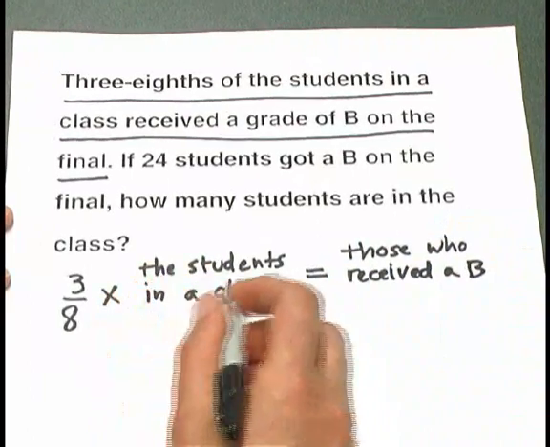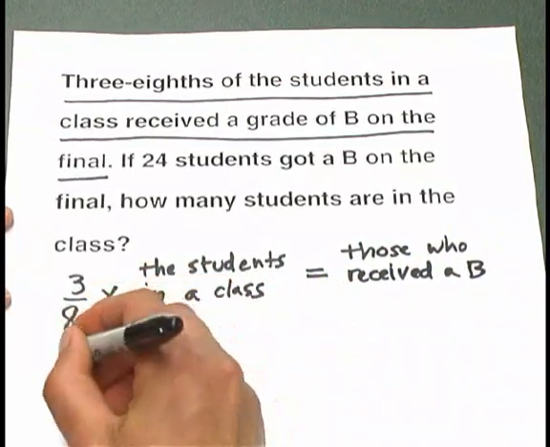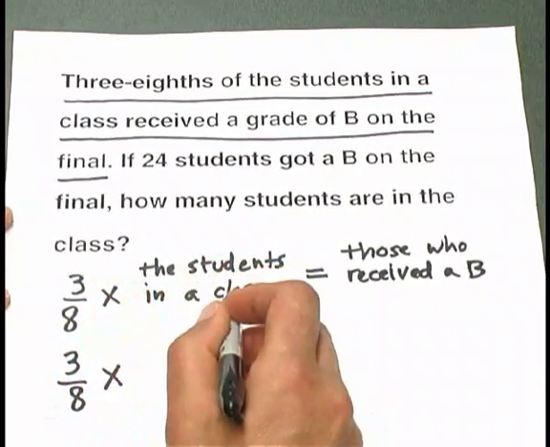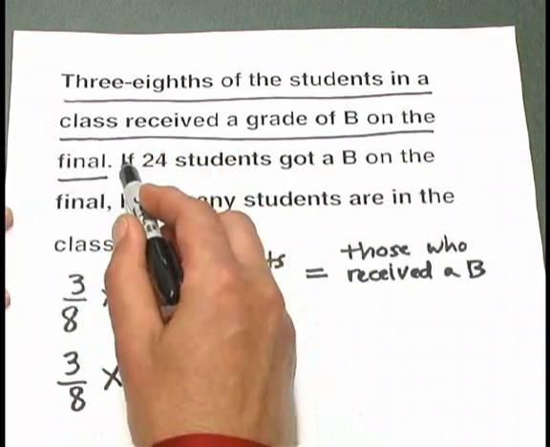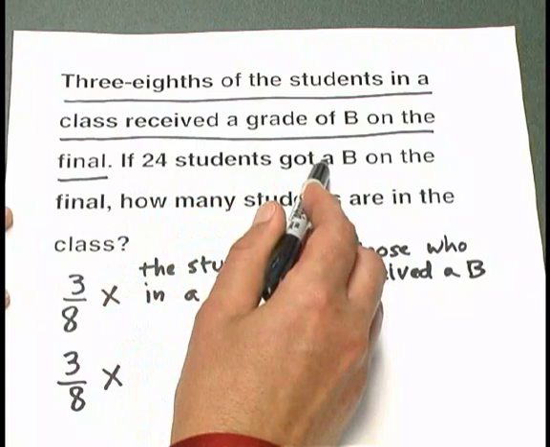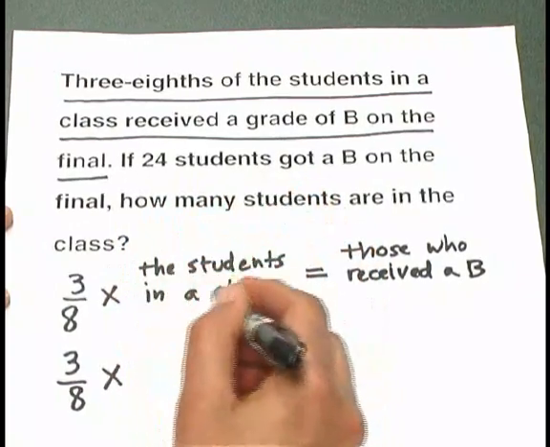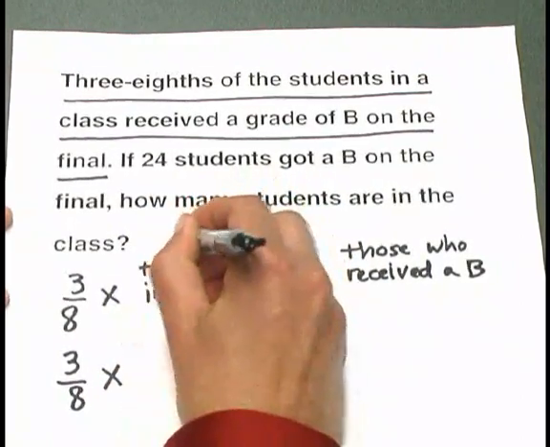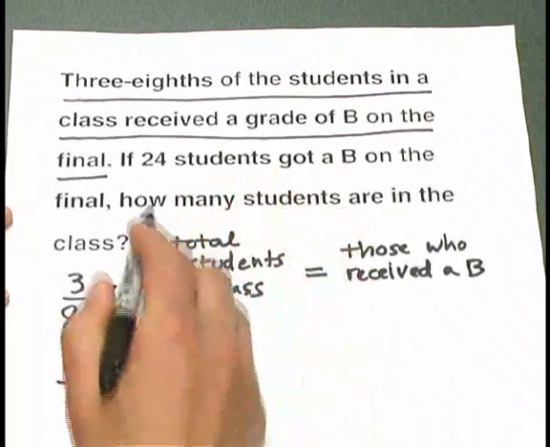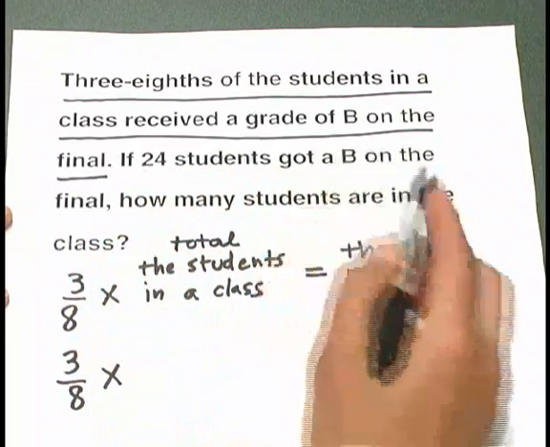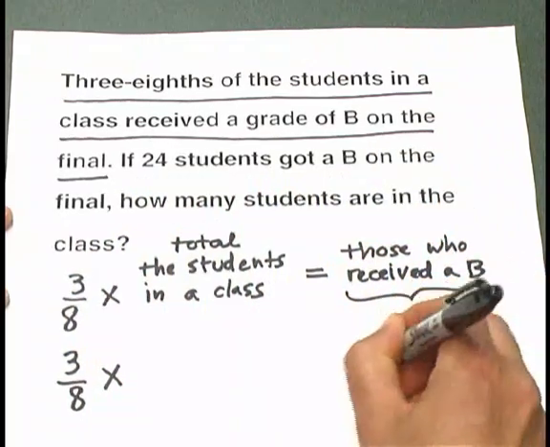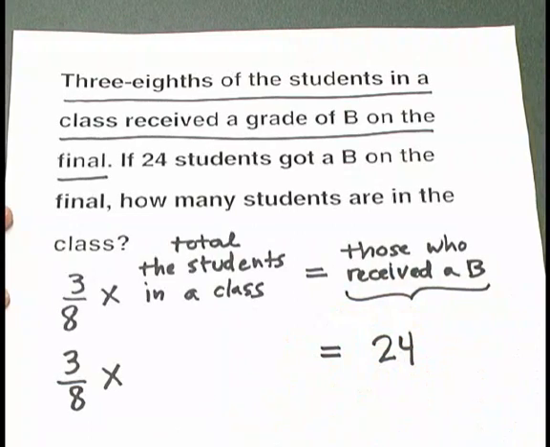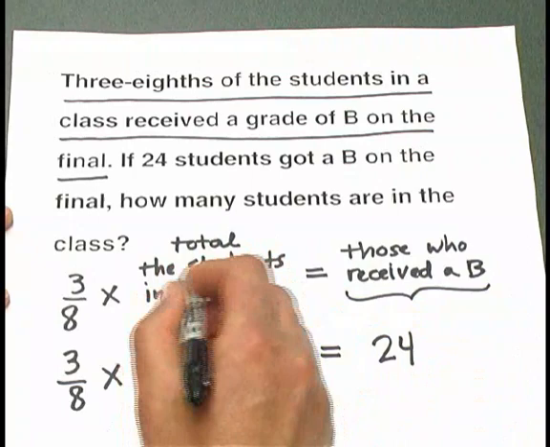Let's try to fill some numbers in for some of these phrases. We already have 3/8 times the students in a class. Now, let's look at the second sentence. If 24 students got a B, that's not what goes here, because the students in a class represents the total number of students. The 24 students who got a B, that goes over here, those who received a B. That's on the right-hand side of the equal sign. The total of the students in a class.